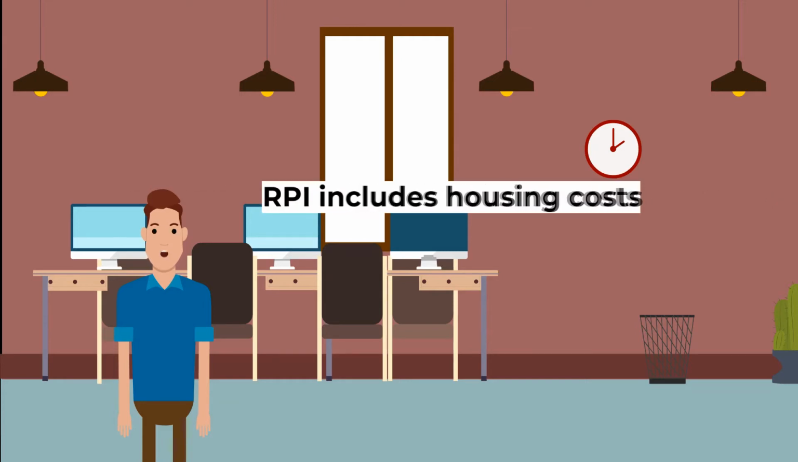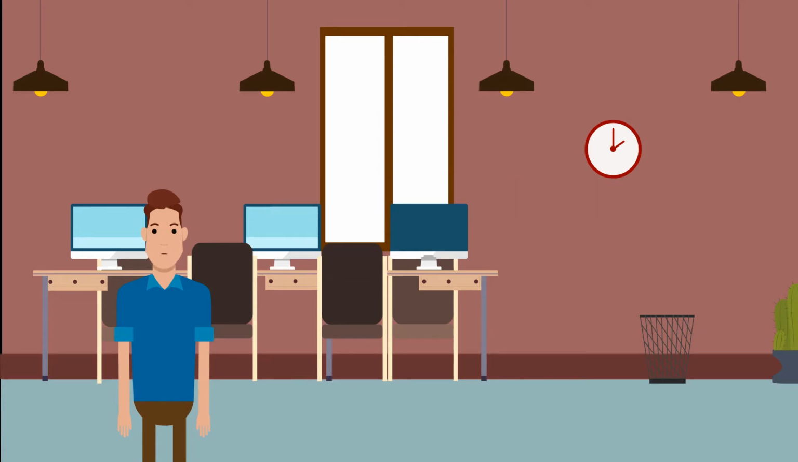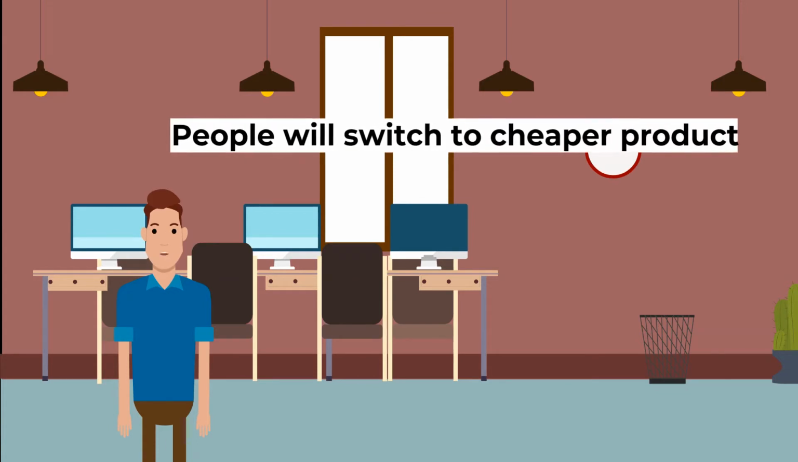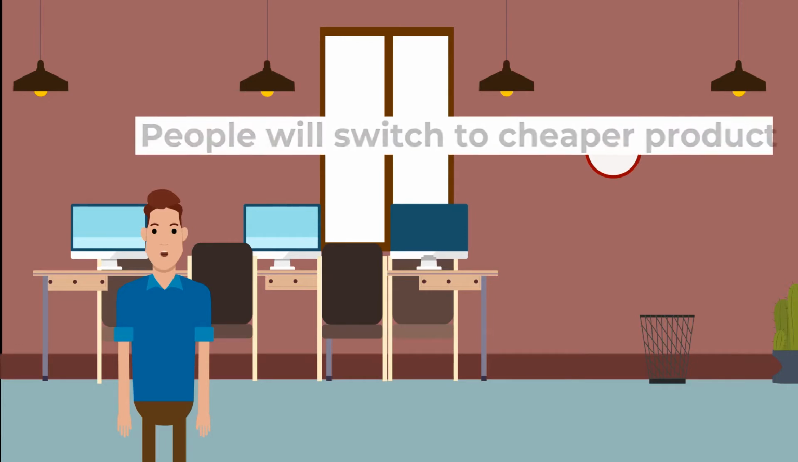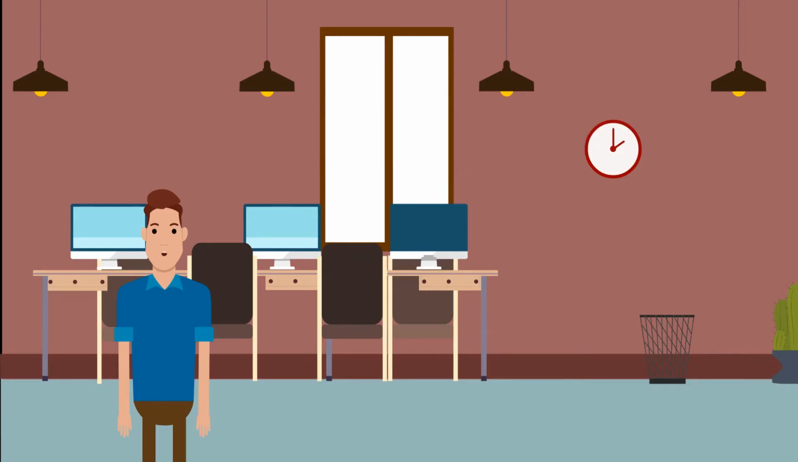1. RPI includes housing costs such as mortgage and interest payments and council tax, whereas CPI does not. 2. CPI takes into account the fact that when prices rise, people will switch to a product that has gone up by less. Therefore, the CPI is generally lower than the RPI.